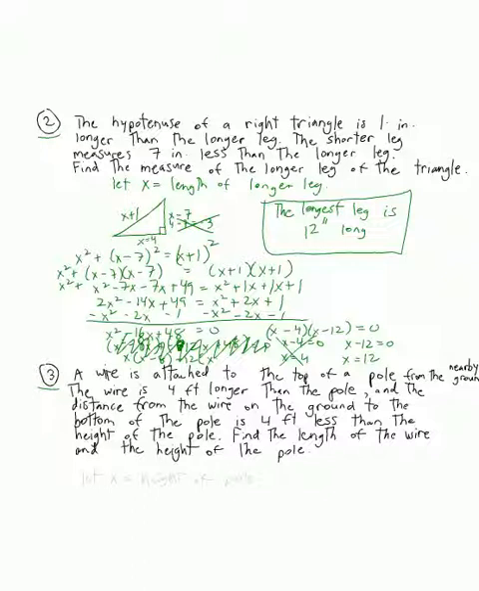Notice that we keep seeing the height of the pole, the height of the pole, the height of the pole. Notice that's mentioned last in every sentence. So, I'm going to say, let x equal the height of the pole. So let's draw a picture. Here's our pole, and there's the ground, and then it says the wire is attached to the top of the pole from the nearby ground. So I'm going to attach it right here.